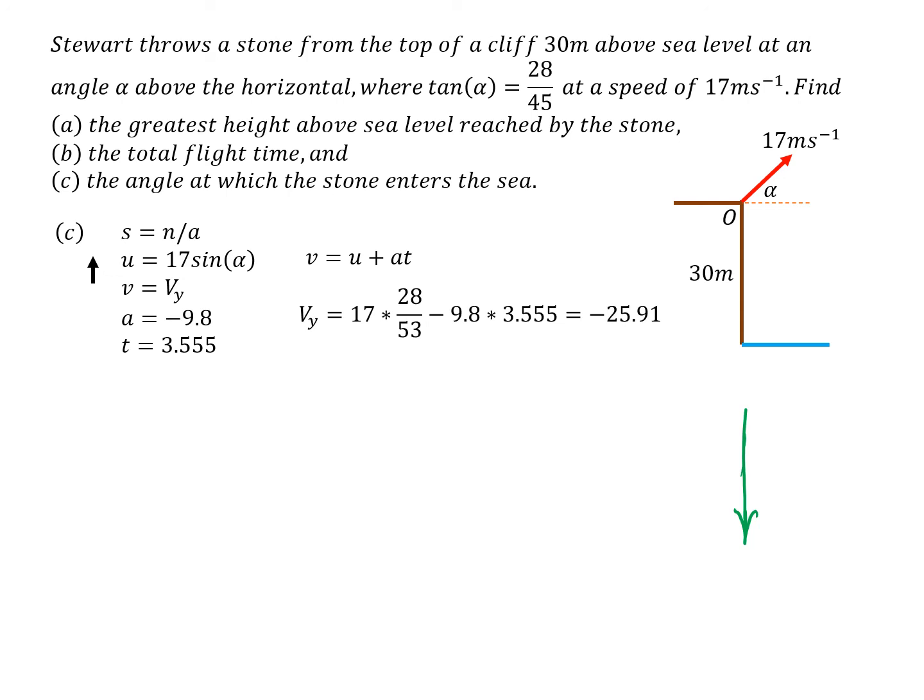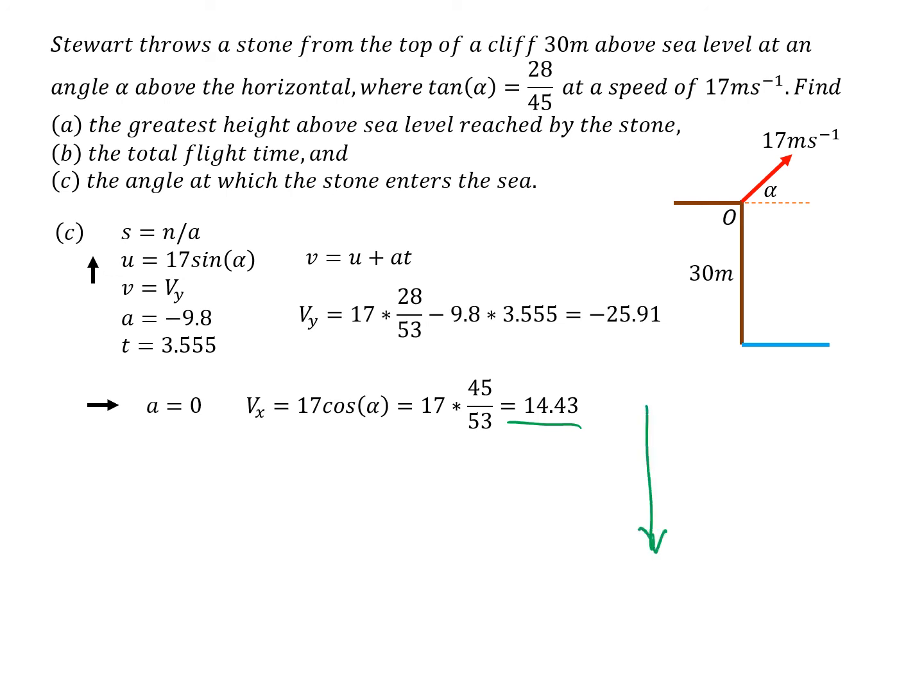What's the horizontal component of velocity? Well, horizontally the acceleration is 0, so that means that the horizontal component of velocity will be constant, and that is 17 cos alpha. So the horizontal component of velocity is 14.43. So we've got a figure of 25.91 going in that direction, 14.43 going in that direction. So our velocity of the stone as it hits the sea is in that direction there.